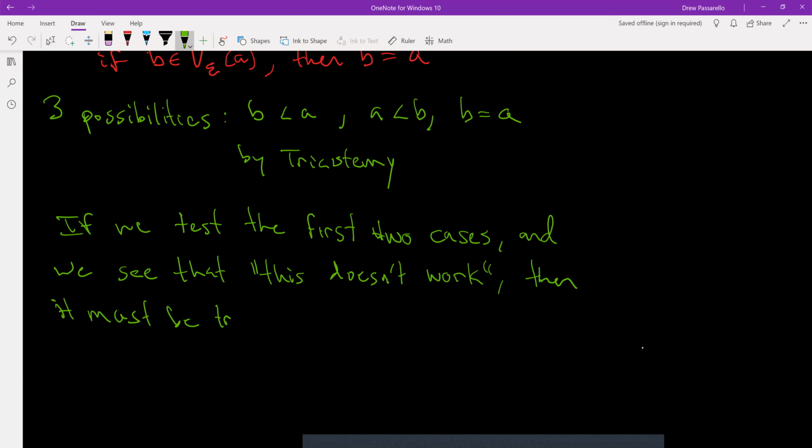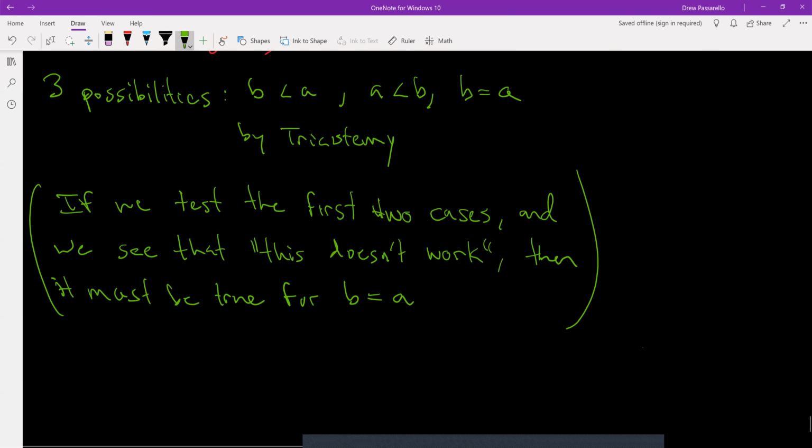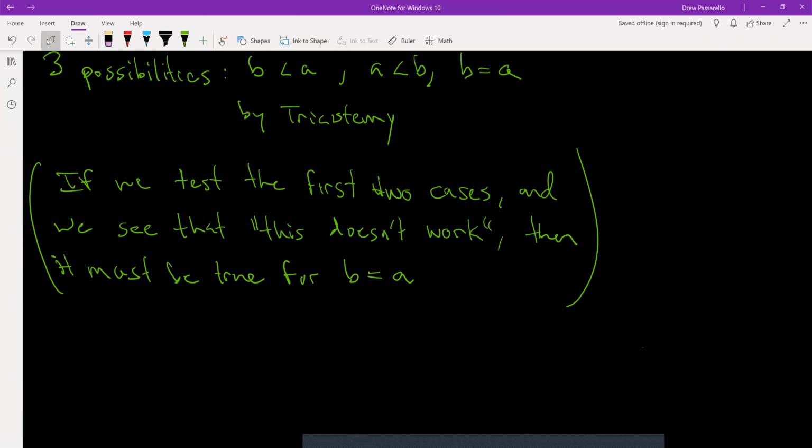So it must be true for B equals A. All right, and this is what's going on in my head. If we test for the first two cases and we see that it doesn't work for those, then it must be true that it works for the third case. So I'm going to do the first two cases and show that it doesn't work. So this is going to be a contradiction proof. All right, so I'm going to do the A less than B one first.